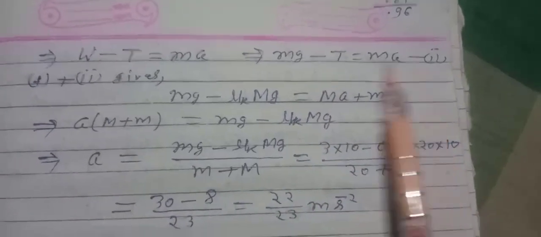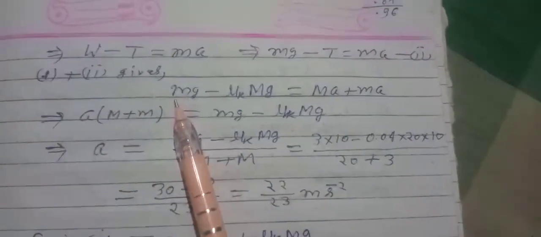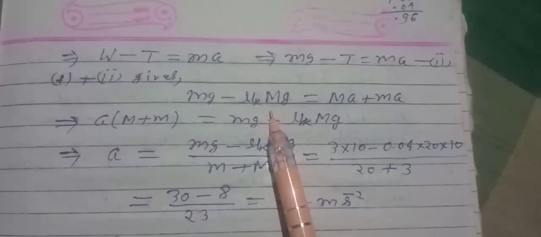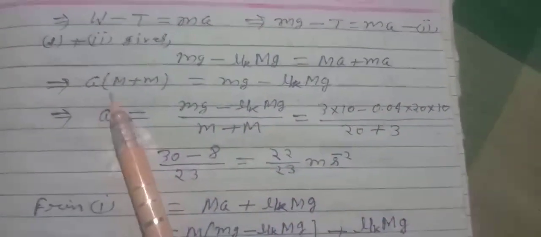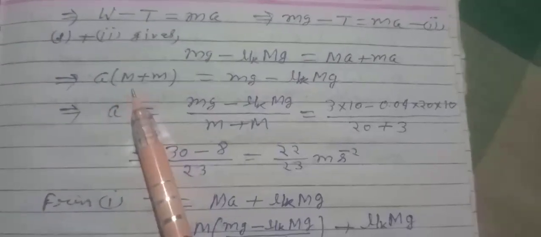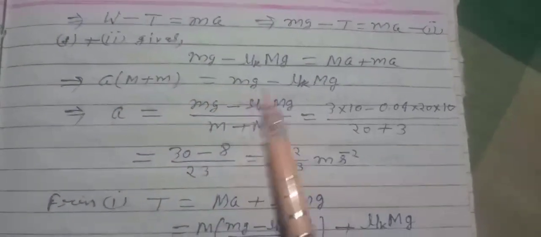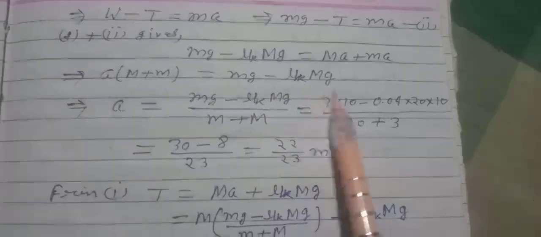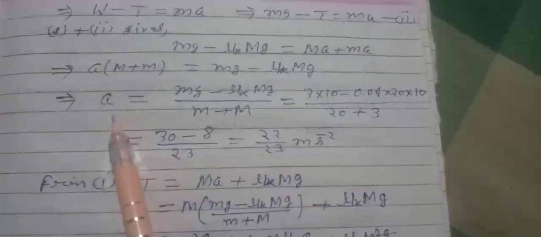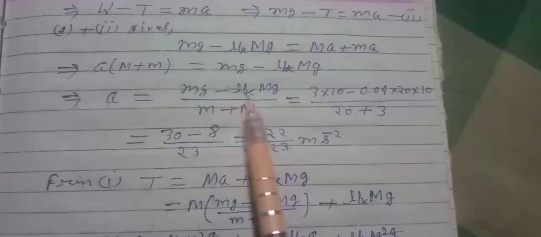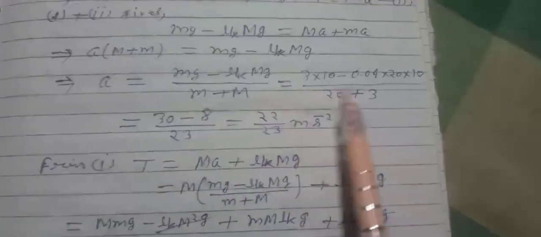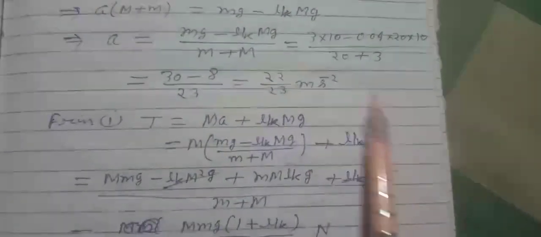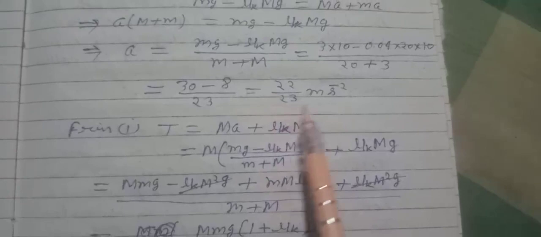This is equation 2. Adding 1 and 2 gives mg minus mu k Mg equals ma plus Ma, or a times (m plus M) equals mg minus mu k Mg. So from this we get a equals (mg minus mu k Mg) divided by (m plus M). Putting in all the given values, we get a equals 22 by 23 meters per second square.